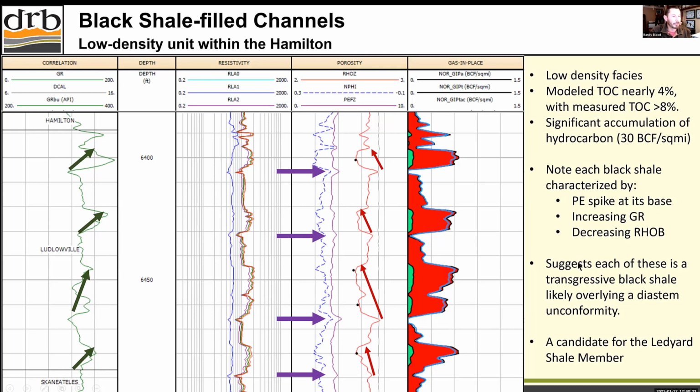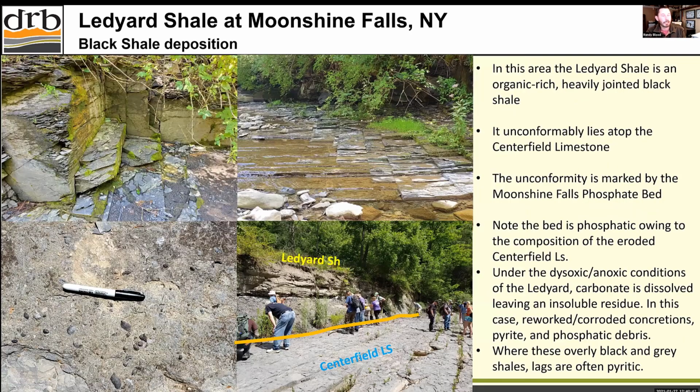So what I think we're seeing is evidence of black shales that are probably overlying some sort of little diastem unconformity. And what I want to look at is the Ledyard shale. This is a neat area. This is an outcrop up in New York State in the Finger Lakes area. It's at Moonshine Falls, right on this picture. If you go downstream a little bit more, there's a 100-foot waterfall there.